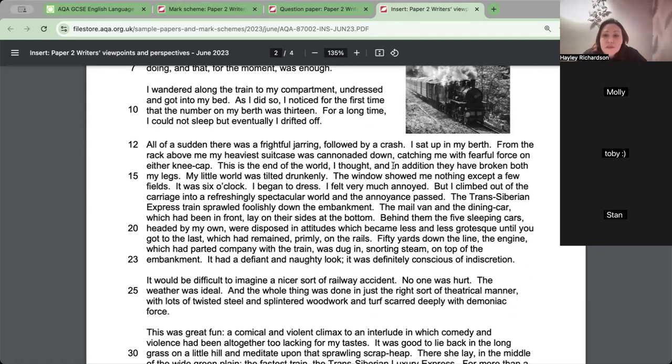I sat up in my berth. From the rack above me, my heaviest suitcase was cannonaded down, catching me with fearful force on either kneecap.